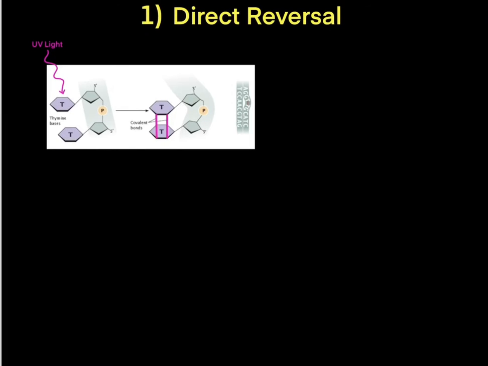So the first type of DNA repair I want to talk about is direct reversal, where we directly reverse DNA damage. For example, let's say we have two thymine nucleobases next to each other. What can happen is they can absorb energy in the form of UV light and use the energy in those photons to form covalent bonds with each other. And once they form covalent bonds, now we've damaged this DNA molecule. We've chemically modified and damaged it.